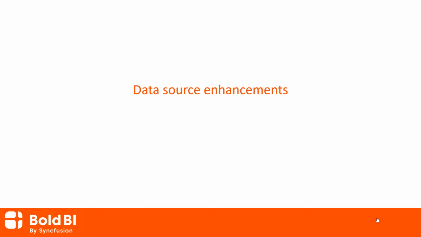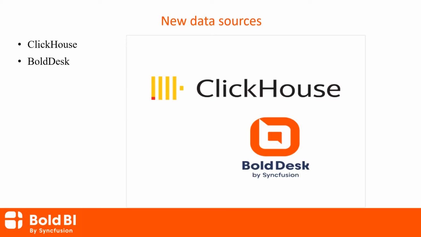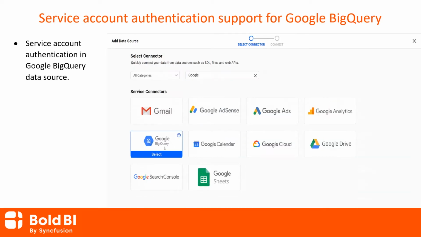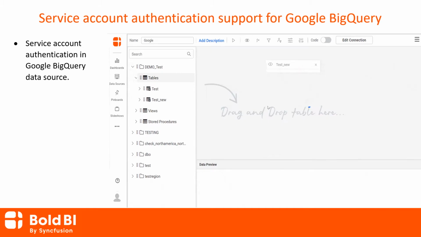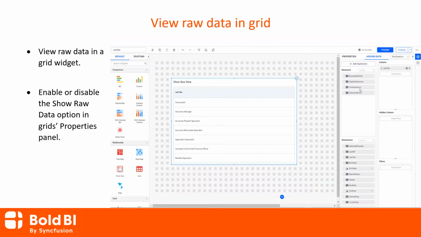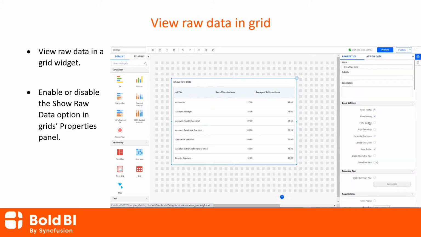Let's look at the data source enhancements. We have added new data source connectors for ClickHouse and Bold Desk. Provided service account authentication support for the Google BigQuery data source. You can now view raw data in a grid widget. You can enable or disable the Show Raw Data option in Grid's Properties panel.